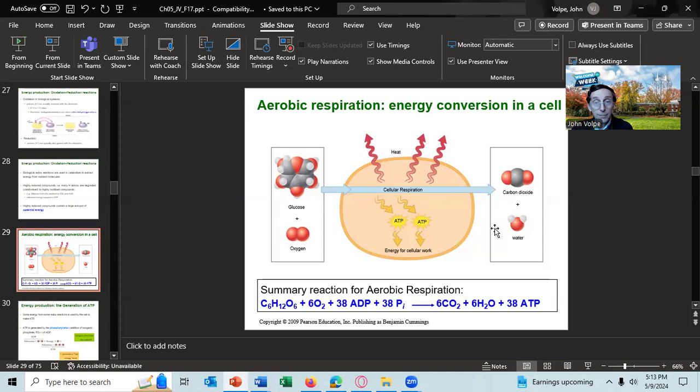The summary reaction for aerobic respiration is C6H12O6 plus 6 oxygen molecules, plus 38 ADP molecules and 38 phosphate, that's an inorganic phosphate, why it's Pi, form 6 CO2 molecules, 6 water molecules, and 38 ATP molecules. Any questions about that?